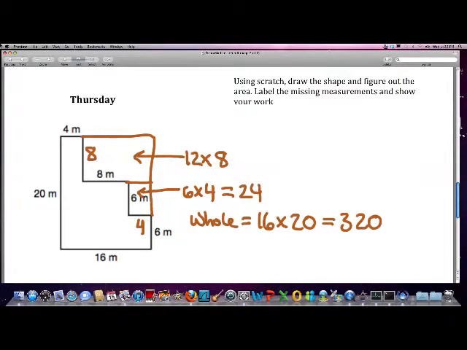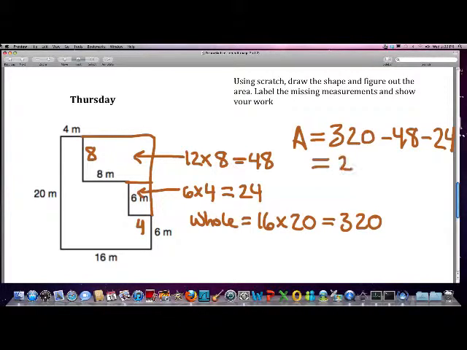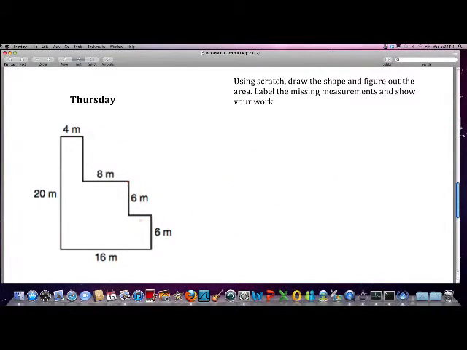6 times 4 is 24, and 12 times 8 is 48. So I get the area is equal to 320 minus 48 minus 24, which is 272 minus 24, which is 248. Now we can go back and compare that with what we had last time.